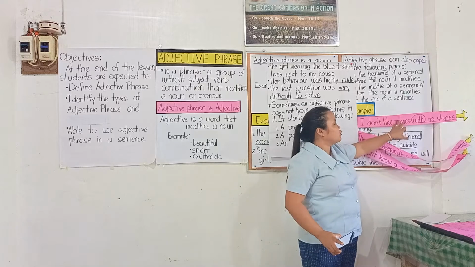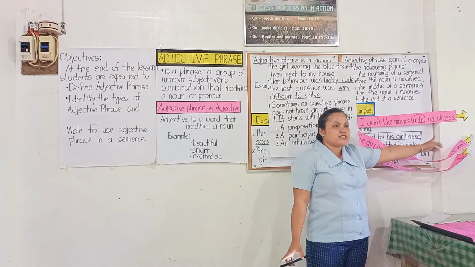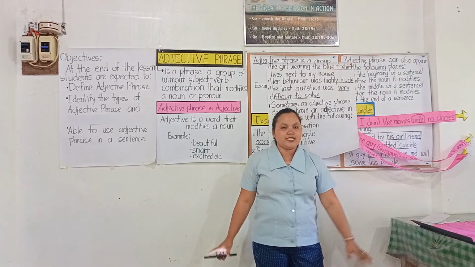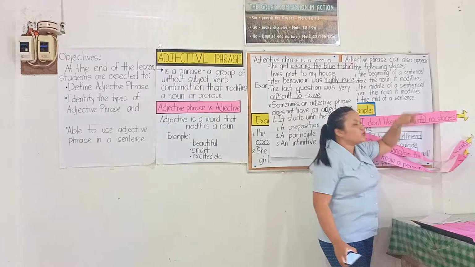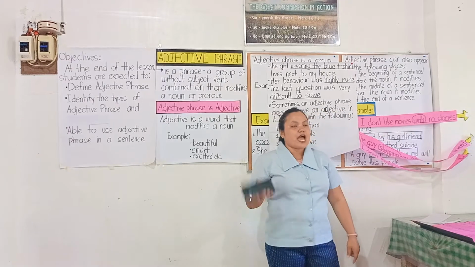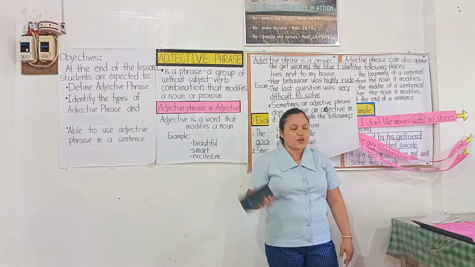I don't like movies with no stories. "With no stories" is a prepositional phrase that starts with the preposition "with." That works as an adjective, and since it's a phrase, it will be called an adjective phrase.